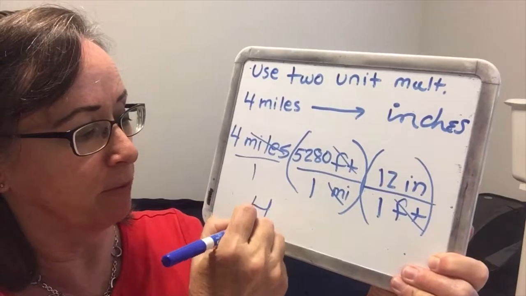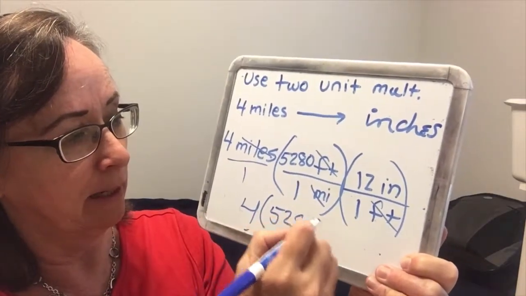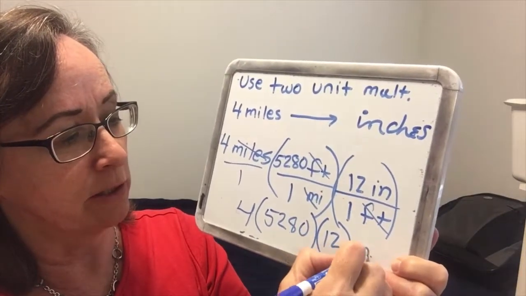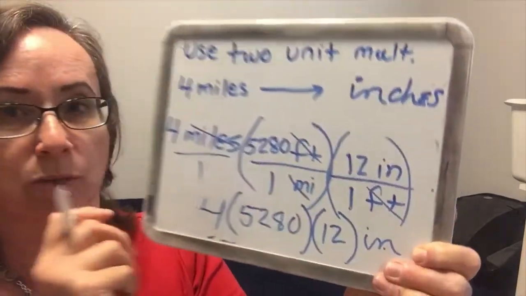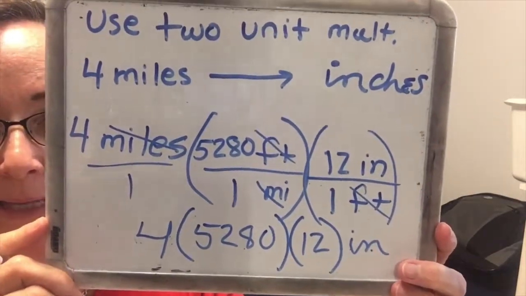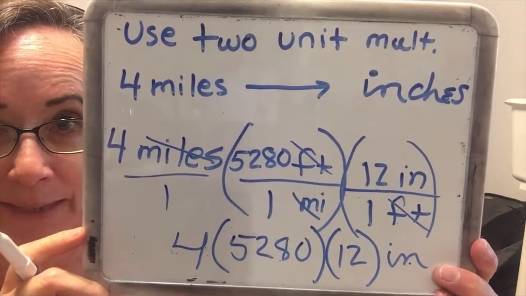So let's write it out. 4 times 5,280 times 12 inches. And notice everything on the bottom is 1, so we didn't have to do anything with that. And that is the way your book leaves that answer. I like that about this book.